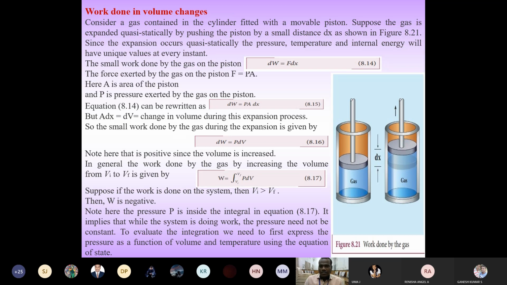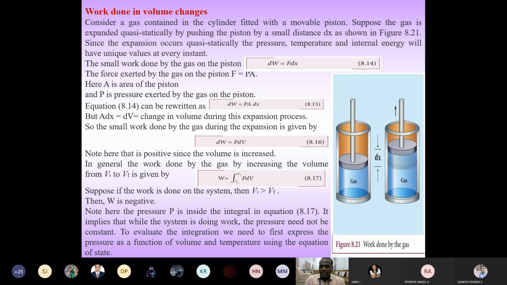Right, move to the next step. Work done in volume changes. Consider a gas contained in a cylinder fitted with a movable piston. So consider the piston-cylinder arrangement, where we can move the piston up and down. Suppose the gas is expanded quasi-statically by pushing the piston by a small distance dx, as shown in the figure.